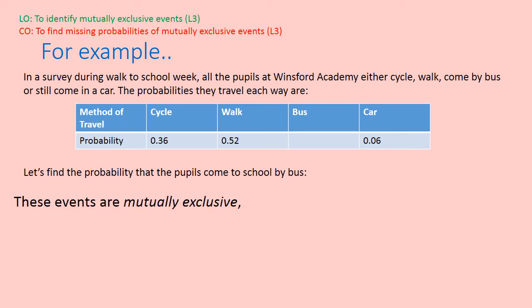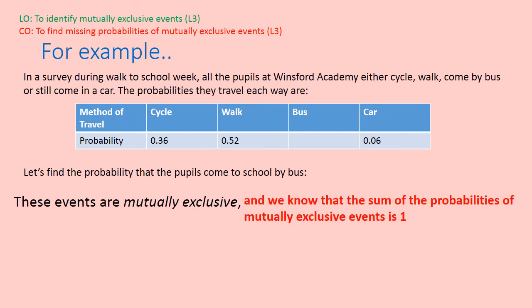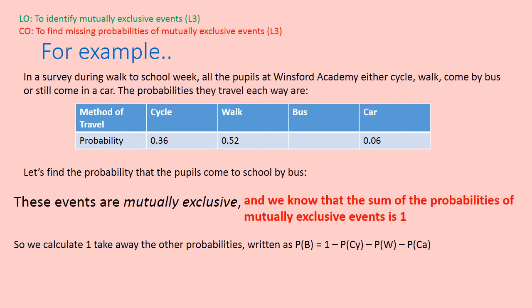These events are mutually exclusive, right? And we know that the sum of the probabilities of mutually exclusive events is 1. So, we calculate 1, take away the other probabilities, written as probability of bus equals 1 minus probability of cycle minus probability of walking minus probability of car equals 1 minus 0.36 minus 0.52 minus 0.06. So probability of bus equals 0.06.